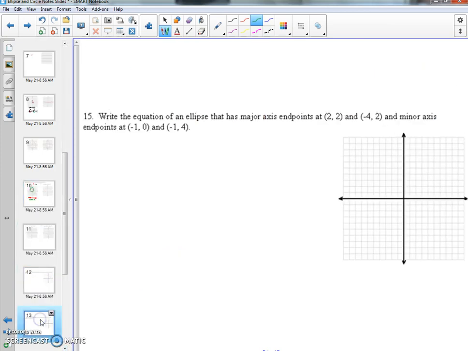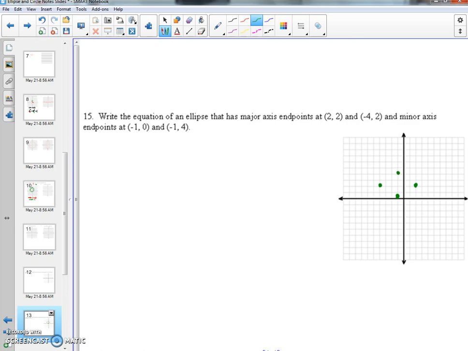We're going to now jump to number 15. This page and the next page kind of go the other way around. You're writing the equation based off of some of the features that they give you. So we'll try 15 together here. Write an equation of an ellipse that has major axis endpoints at 2, 2 and -4, 2, and minor axis endpoints at -1, 0 and -1, 4. I'm going to start by plotting those points that they give me. 2, 2, -4, 2, -1, 0, and -1, 4. So there's my little ellipse.